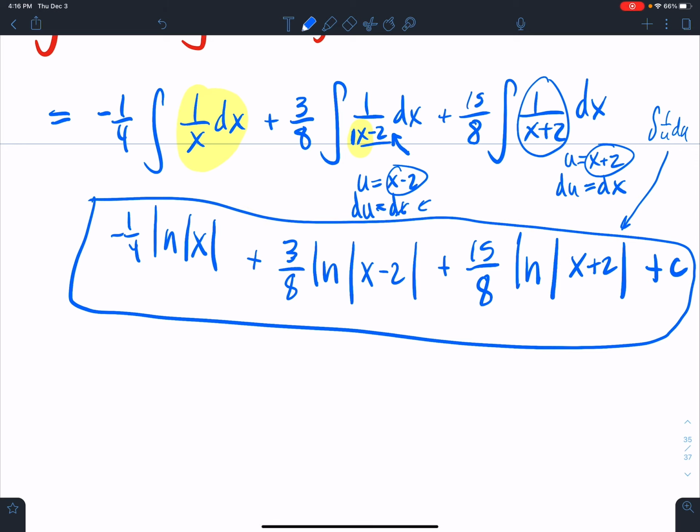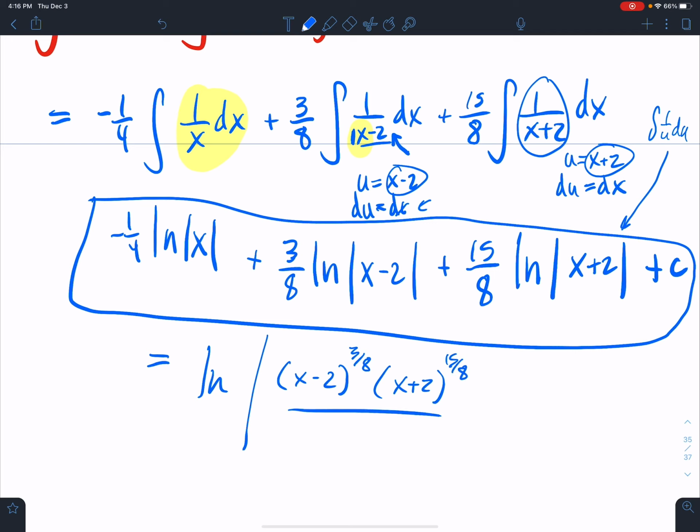And if you wanted to get crazy and simplify, you could. For reference, to check it, your answer would look like this. Not saying that you have to do this, just saying that it is possible.